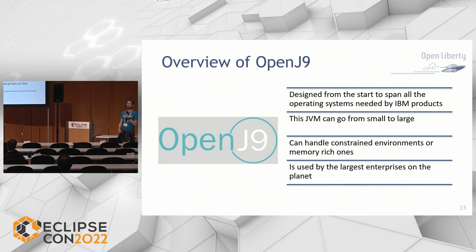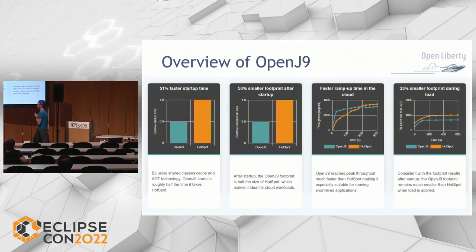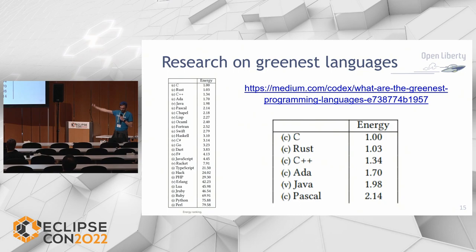But again, just look at all the different flavors, all the different versions of JVMs out there, because they all do different things, and don't just pick things for the sake of it. So some characteristics of OpenJ9, this is off their website. I'm comparing it to HotSpot. As you can see, 51% faster startup time, which is great. A smaller footprint after startup. So like I said, ramp-up time is important, because the time it takes your JVM to get to peak throughput is completely wasted time as well, wasted energy, etc. So consider all these things when you're trying to pick what stack you're going to use. And hooray for Java.